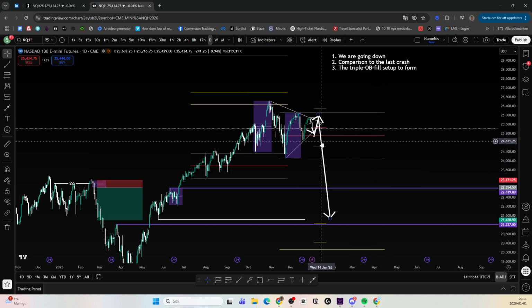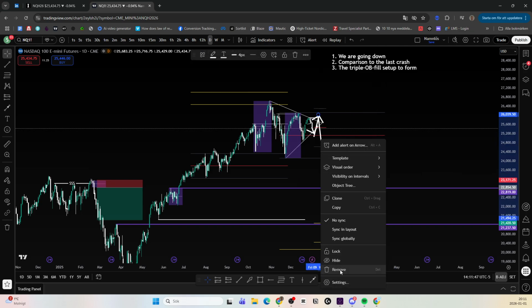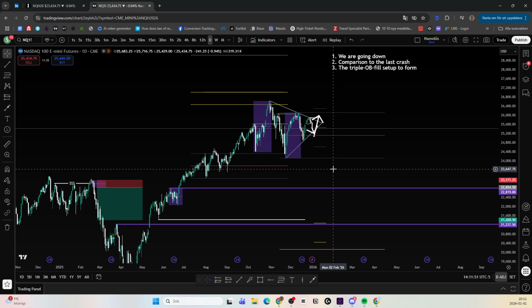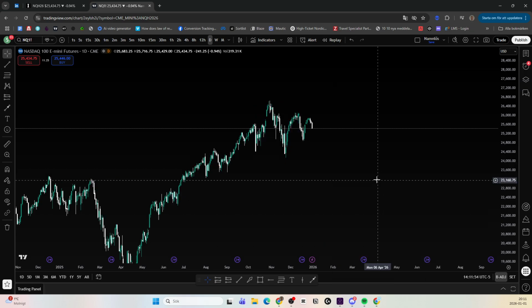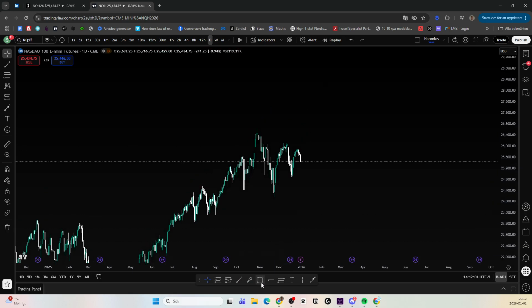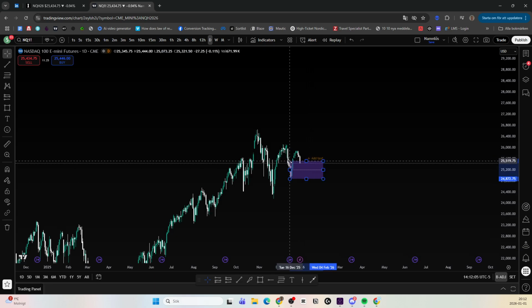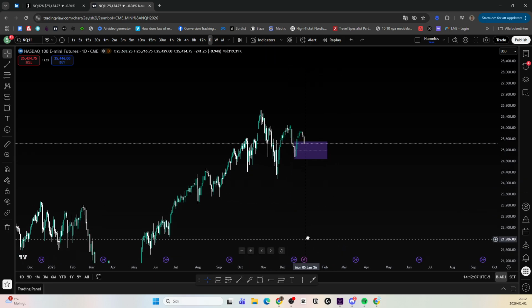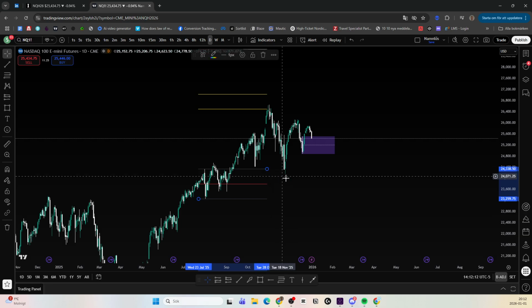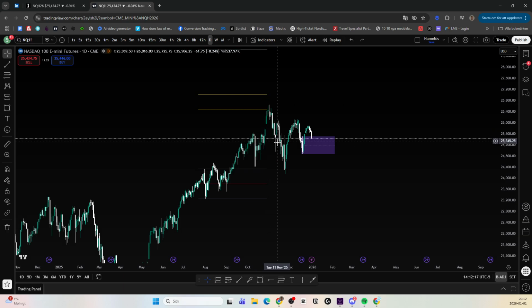What would need to happen for me to be wrong? If I am to be wrong, basically, we have this lower time frame order block right there. The bullish scenario is we took out this order block, boom, standard deviation.